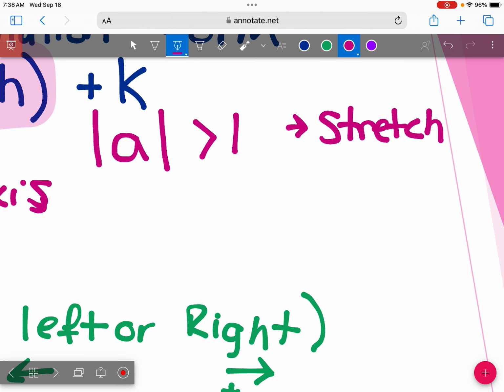If A is smaller than 1, it's little, it's cute, it's small, it's usually a fraction. It's so little and cute, I want to squish it. We call it compressed. I will continue to say that, and you can giggle every single time if you want to. If the absolute value of A is less than 1, it is called compressed.